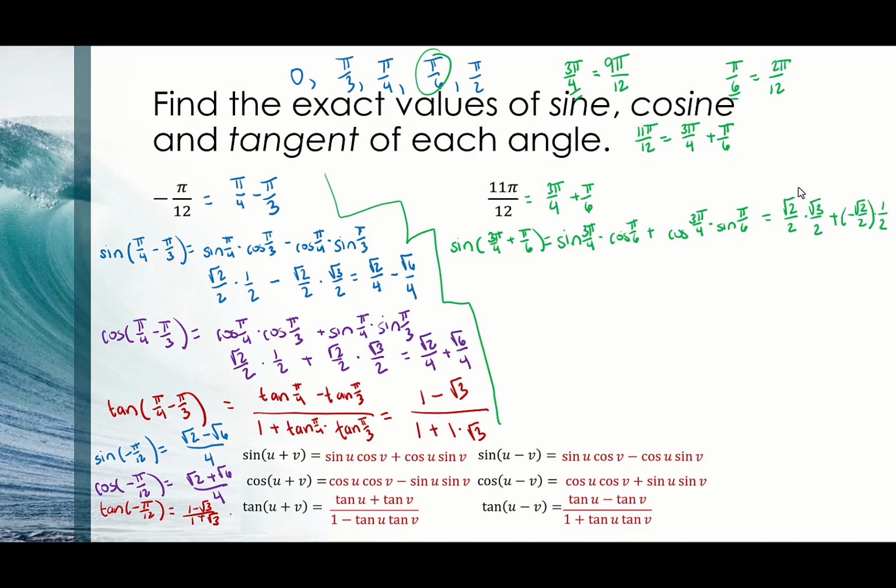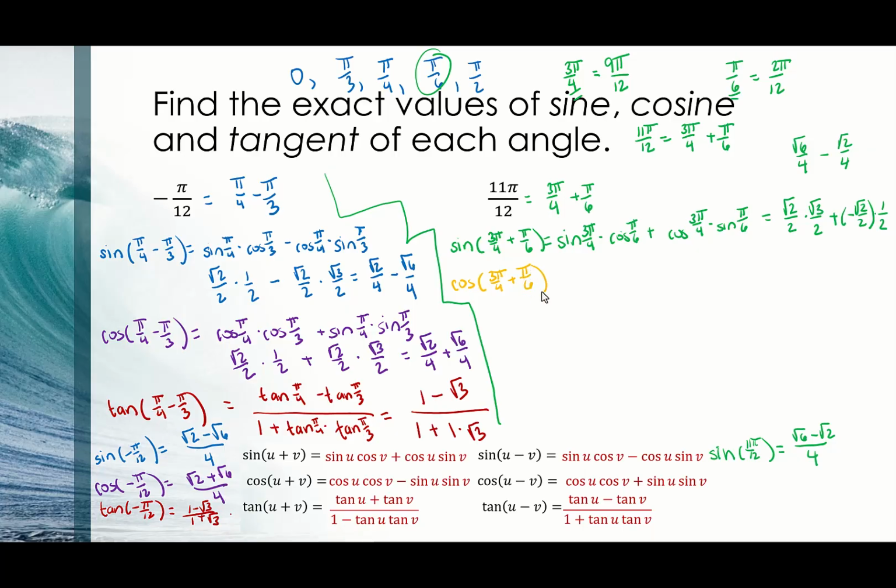Cleaning this all up, I'm going to work up to try to save some space so I'm not super squished. We get root 6 over 4 minus root 2 over 4. Okay, so one of those normal ones that we get a lot. And we're going to say that sine of 11 pi over 12 is equal to root 6 minus root 2 all over 4. Next up, we're going to evaluate cosine of 11 pi over 12 by actually evaluating cosine of 3 pi over 4 plus pi over 6.